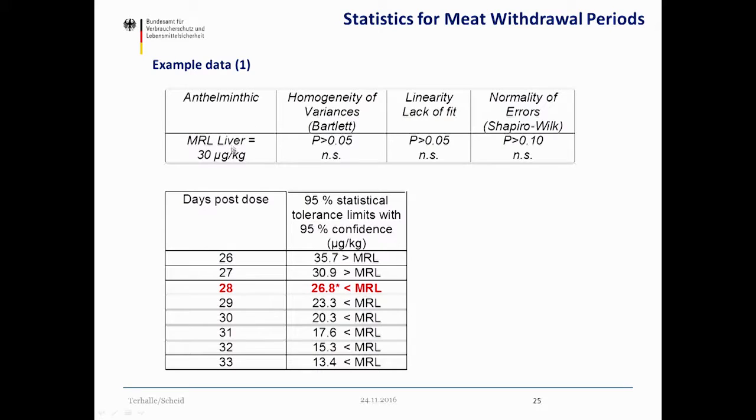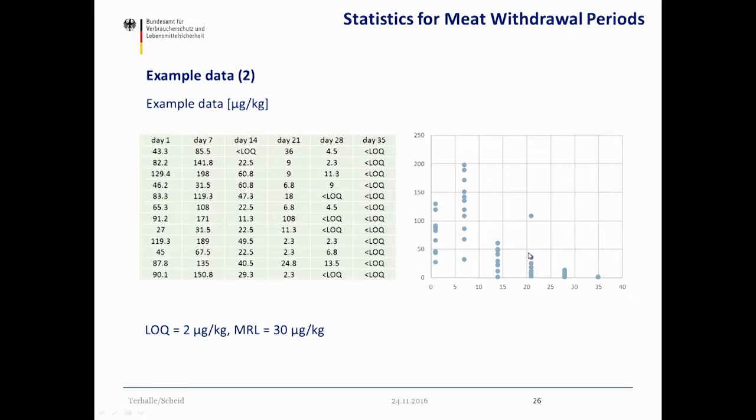So the tests were fine. The MRL was 30. Bartlett test, linearity tests, so all not significant. And the withdrawal time was 28 days. This is an output of the program. And so you have here the days, and here you have the tolerance limits, and you just check when it drops below the MRL. It was at day 28.